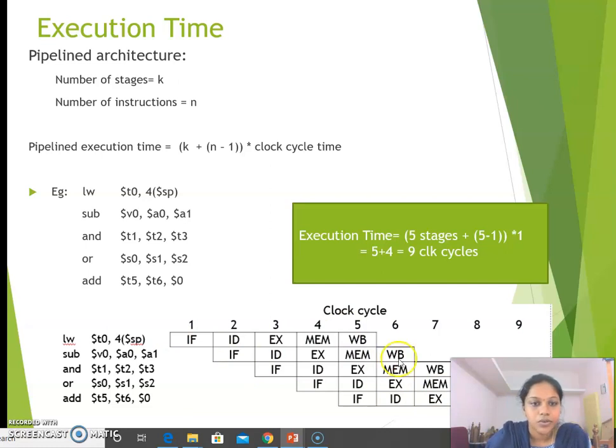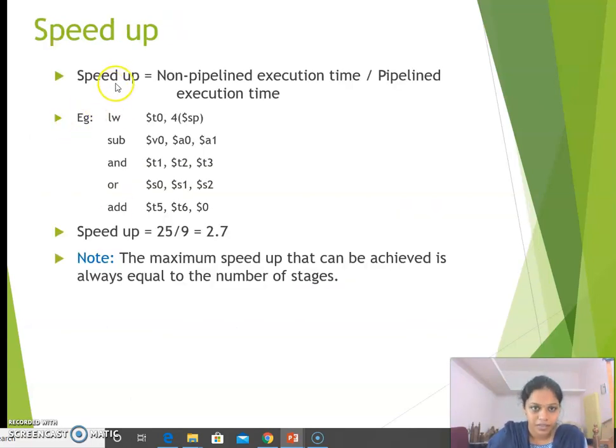Now, how do you calculate the speedup? We have seen, for the same example, the number of clock cycles required in a non-pipelined architecture, and the execution time in the pipelined architecture. Let us compute the speedup now. The formula for speedup is the time taken to execute in a non-pipelined architecture divided by the pipelined execution time. In this example, we have seen that for the instructions to execute in a non-pipelined architecture, it took 25 clock cycles. In a pipelined architecture, it is 9. So 25 divided by 9 is 2.7.